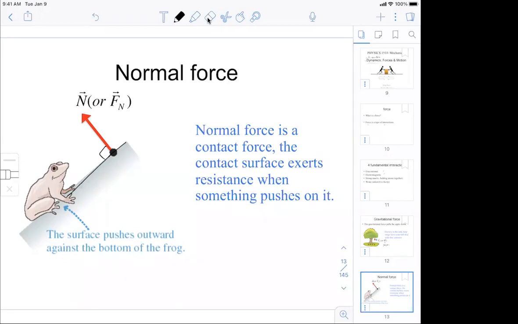The third type of forces is friction, and there are two kinds of frictional force. One is static friction, two is kinetic friction.